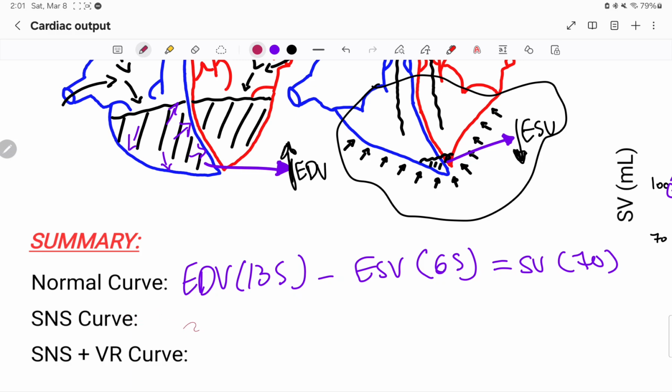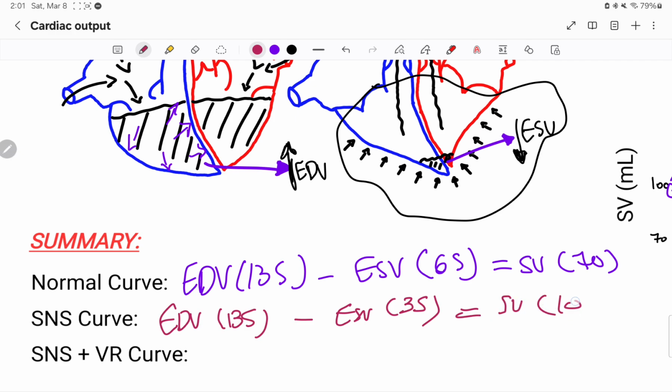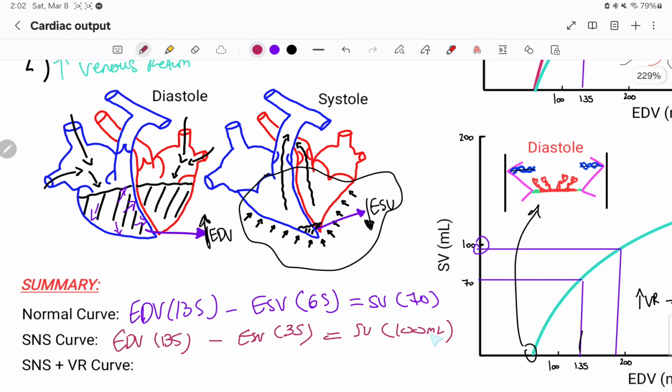If the sympathetic nervous system is only acting without any change in venous return, you will have, for example, an end diastolic volume of still 135, because there is no change in venous return, but your end systolic volume would go down, let's say to about 35. In that scenario, you would have a stroke volume of about 100 milliliters. So you can see how the stroke volume still went up without any change in the venous return by modulating just this variable. But what if we modulate both variables now?